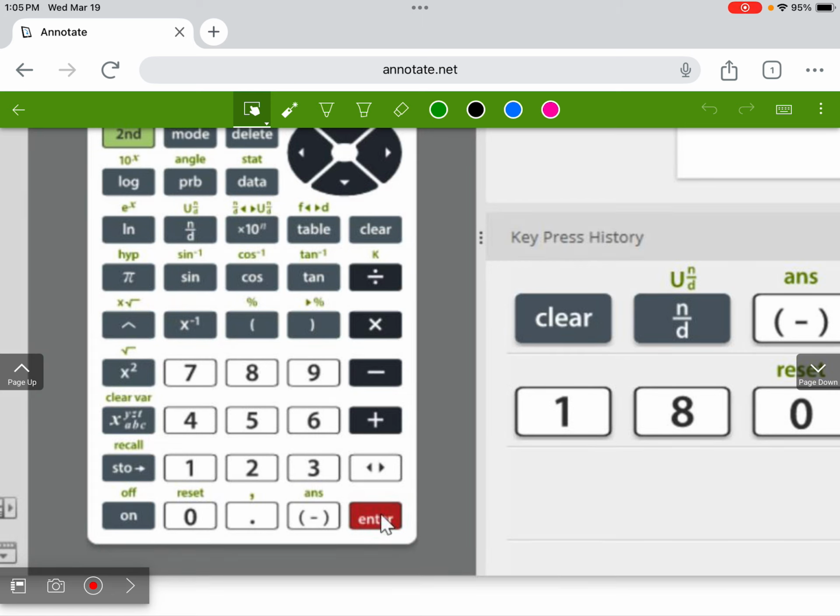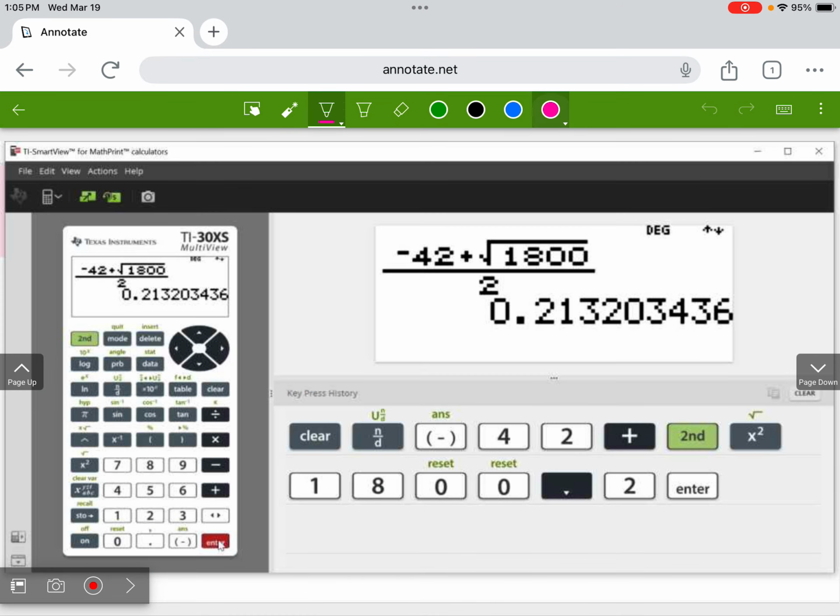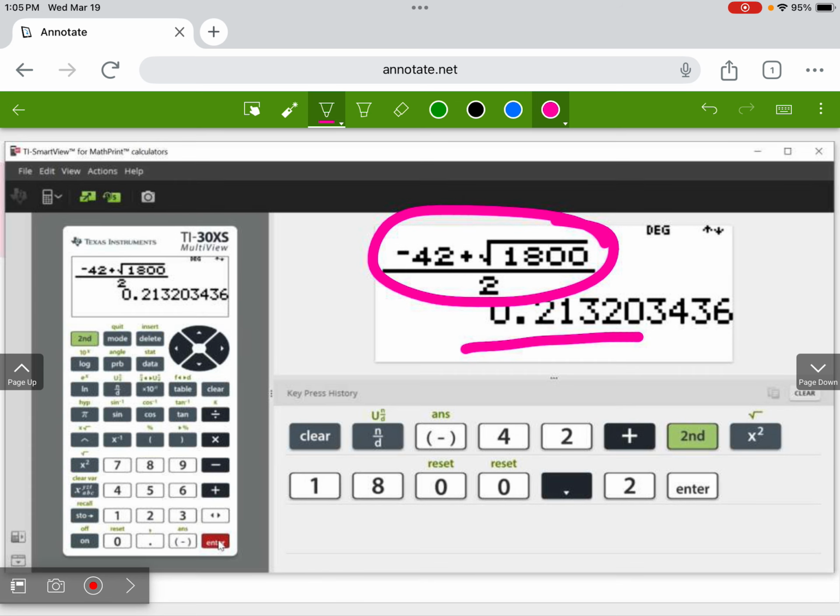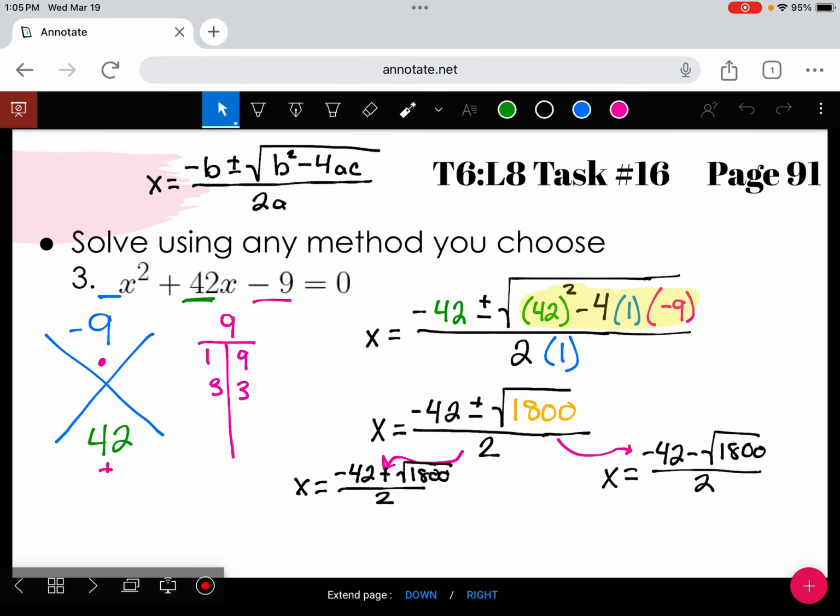So this fractiony grossness, this is our exact answer, or radical form. And this guy, our 0.2132 blah, blah, blah, is our approximate decimal.